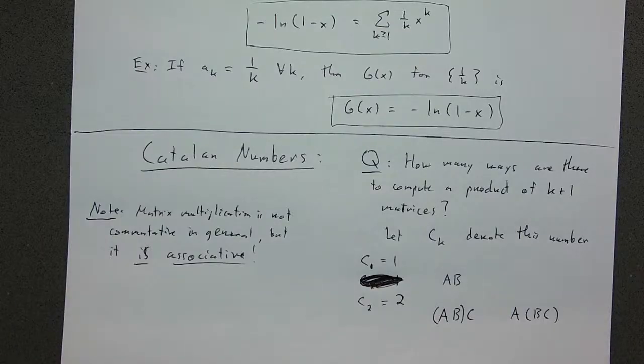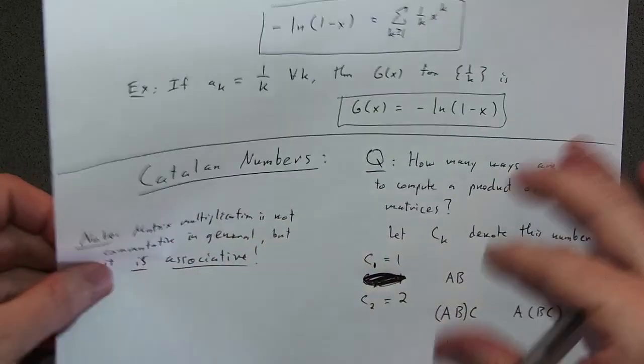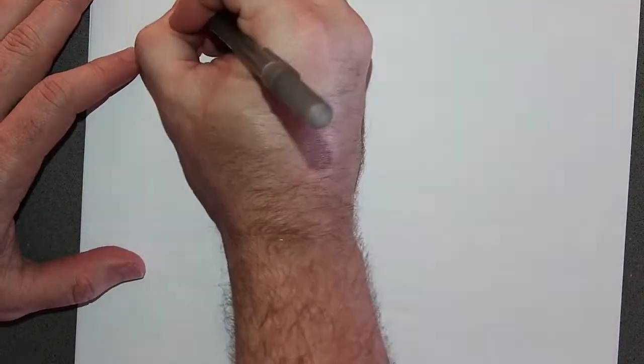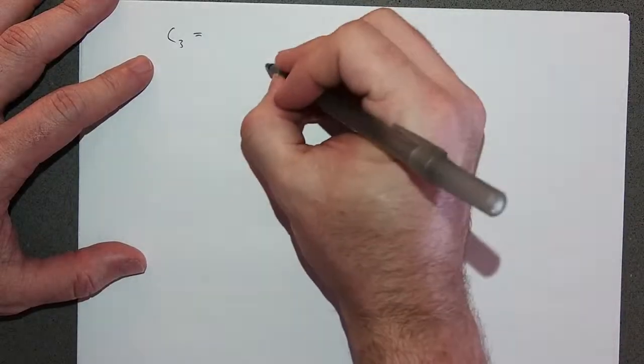Okay, for C sub 2. Okay. What about 4 matrices? So C sub 3. What is this? So I have 4 matrices. We'll say A, B, C, D. Right?